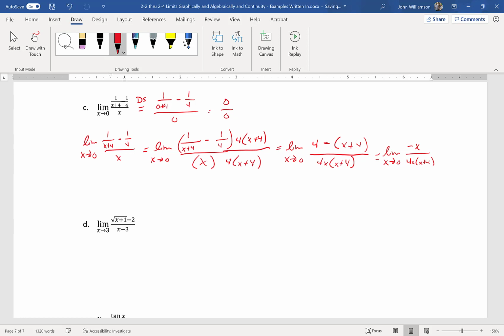And now I can cancel that x out. So this becomes the limit as x is approaching 0, negative 1 over 4 times x plus 4. And now we've taken care of dividing by 0, so we can directly substitute. So this just becomes negative 1 over 4 times 0 plus 4, which then becomes negative 1/16.